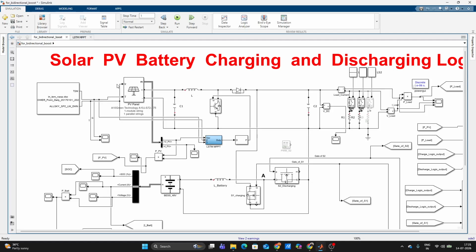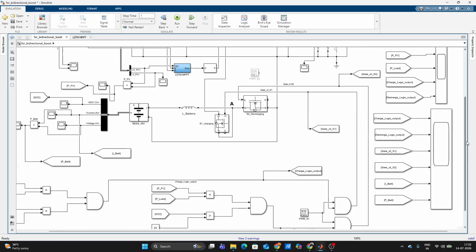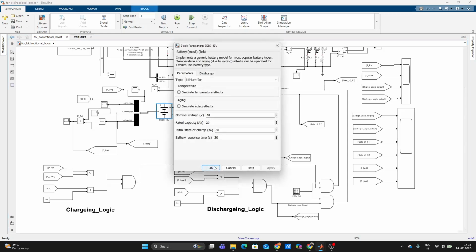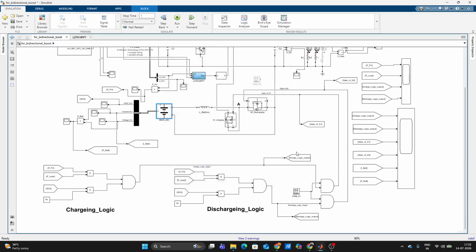This is the PV panel. This is the input data of G and T. This is the boost converter. The load is connected here. And I have designed one bidirectional buck boost converter, this one, and one lithium ion battery is connected here, whose initial state of charge I have kept at 30. This is the charging logic and this is the discharging logic.